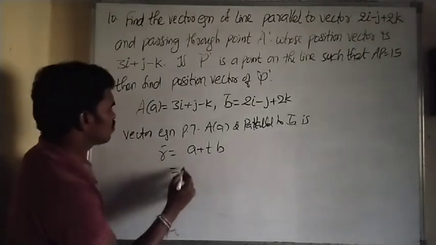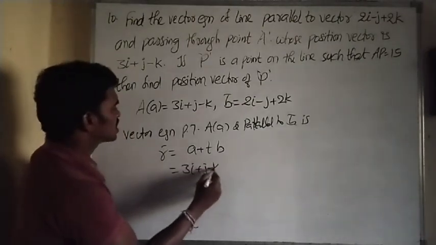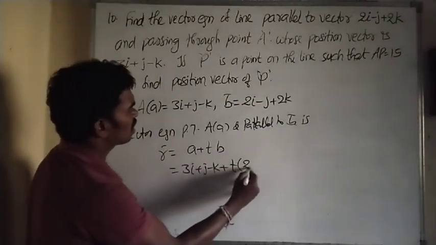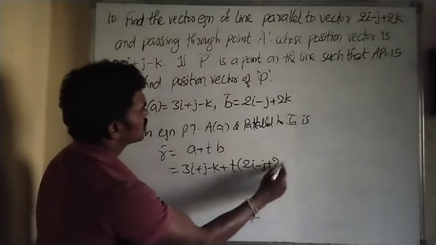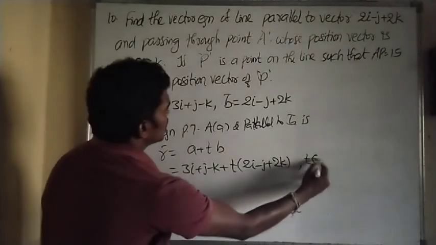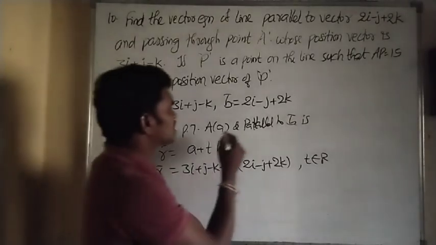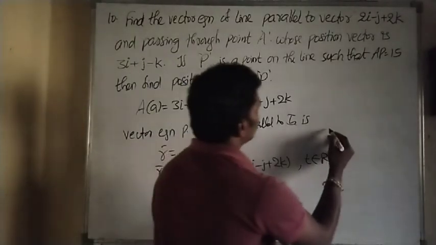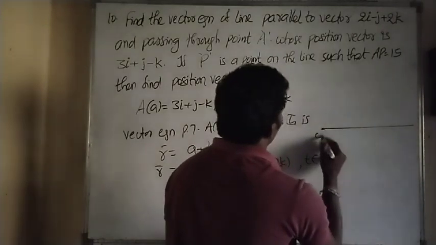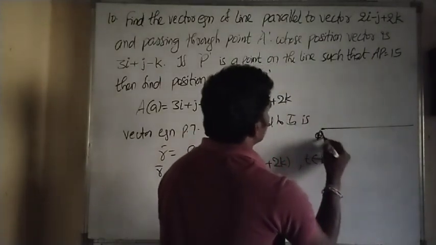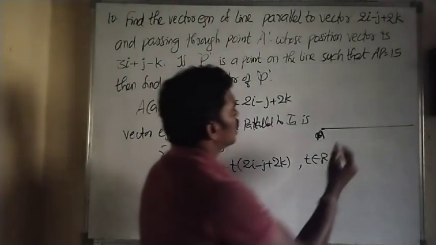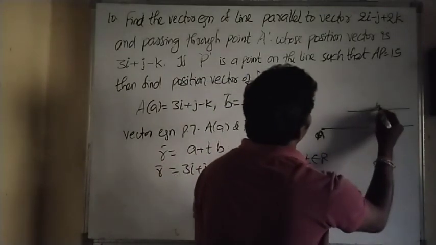So A means 3i plus j minus k, plus t into B, which is 2i minus j plus 2k. Here t is some real number. We just find an equation passing through a point and parallel to a vector. This is point A, passing through, and parallel to another vector B bar.